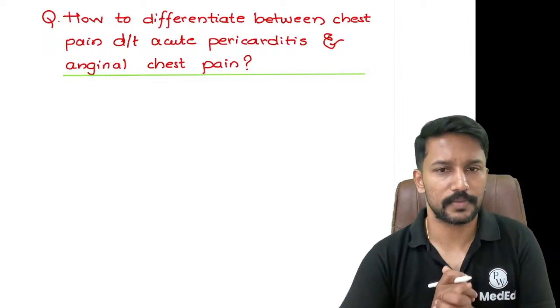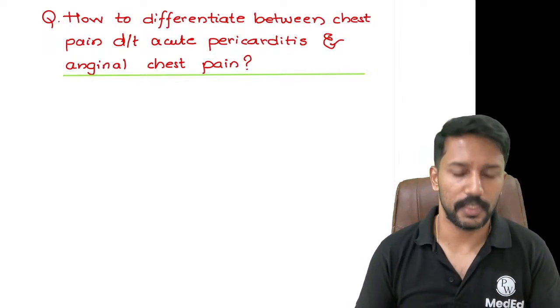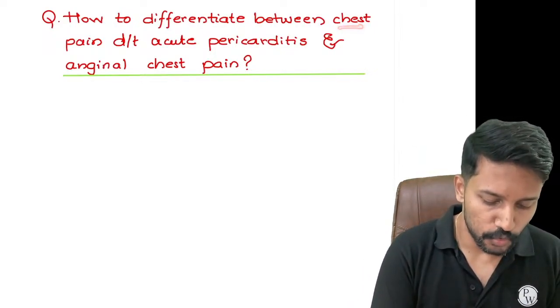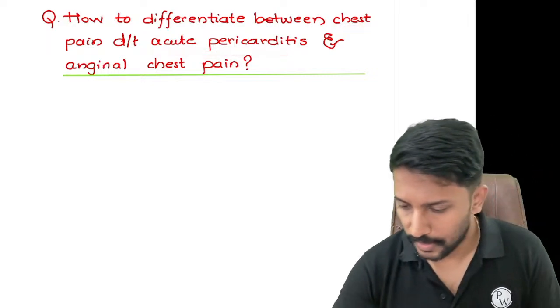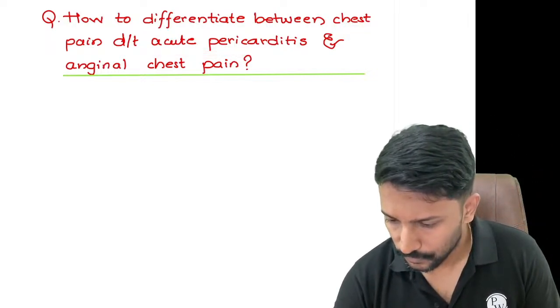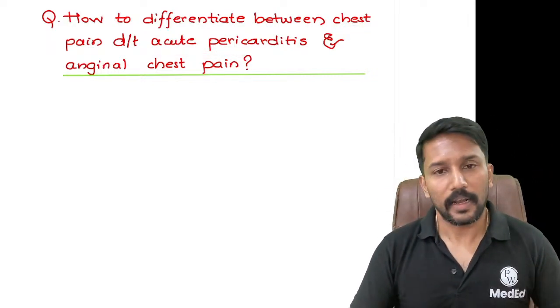On clinical grounds, how do I differentiate between a chest pain due to acute pericarditis and MI?